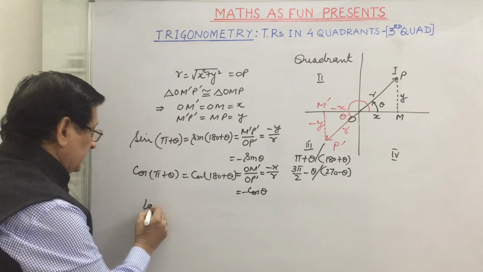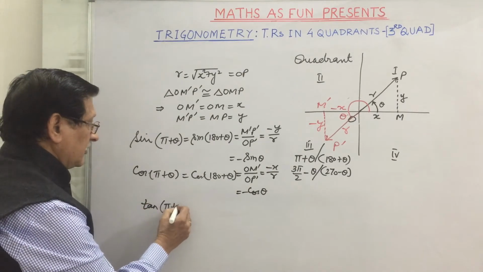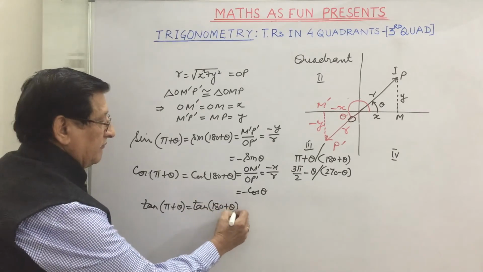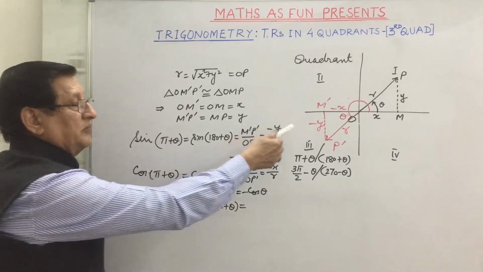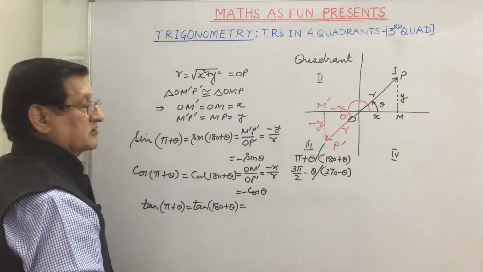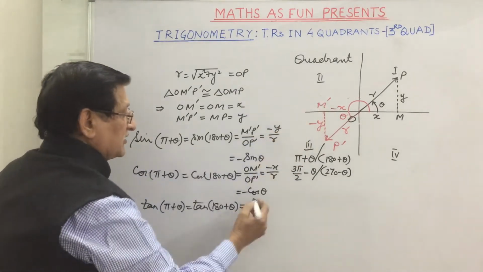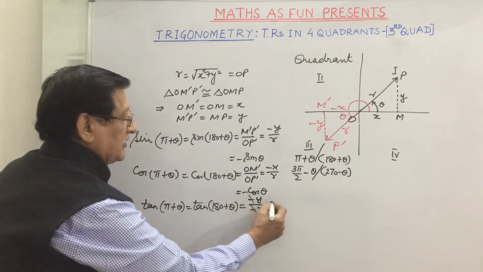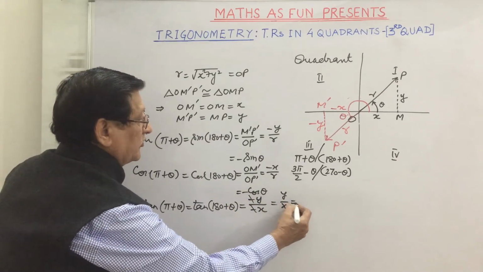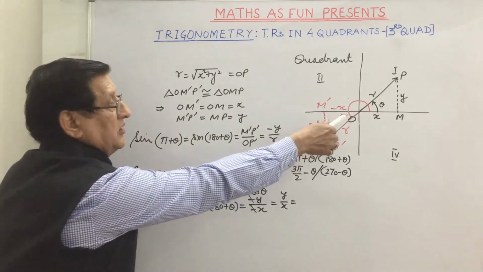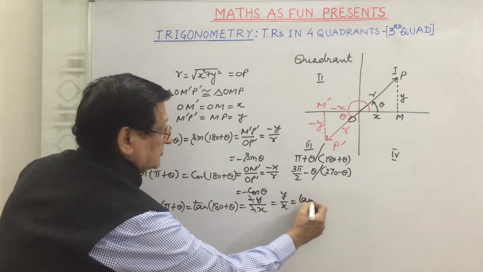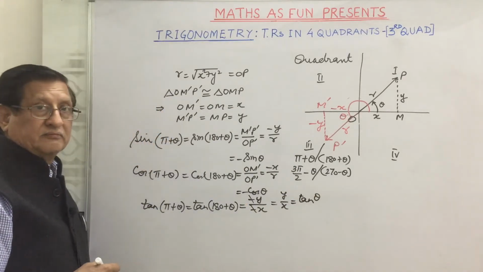When we go for tangent of pi plus theta, or we say tan 180 plus theta, that here will be perpendicular upon base. May I write it like minus Y upon minus X? This minus and minus cancel, and this comes as Y upon X. And here we see Y upon X here is tan theta. So this is same as tan theta.